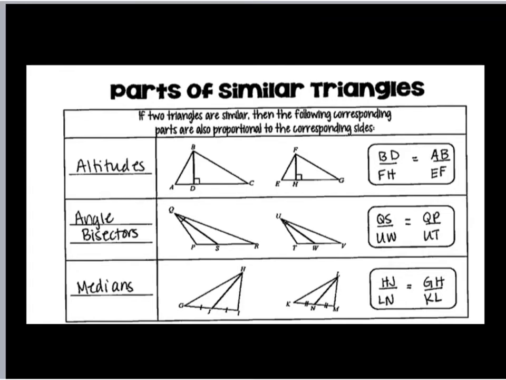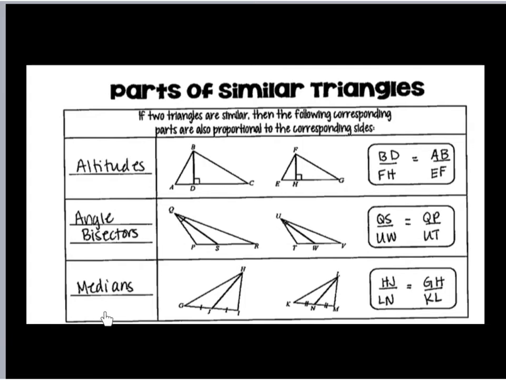If we see an angle bisector and we know the triangles are similar, this is how we can set this up. QS, the segment that's bisecting, over UV, the segment that is bisecting, is equal to QP, the left-hand side of the triangle, over UT, the left-hand side of the triangle, the corresponding side. It doesn't necessarily have to be the left-hand side, but it definitely has to be a corresponding side.